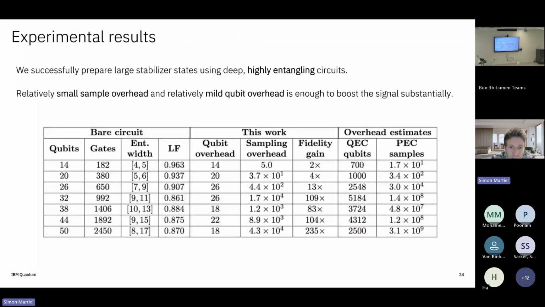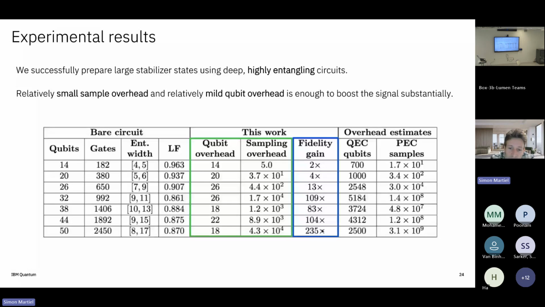So those are the numbers we get. Same thing as the graph before, except with actual numbers. If we look at the bottom row, we started with a circuit with 50 qubits and roughly 2.5 thousand gates, and we only added 18 extra qubits, and we had to reject roughly one shot every 10,000 shots. And this gave us a fidelity boost of a factor of 235, which is quite a large fidelity gain.